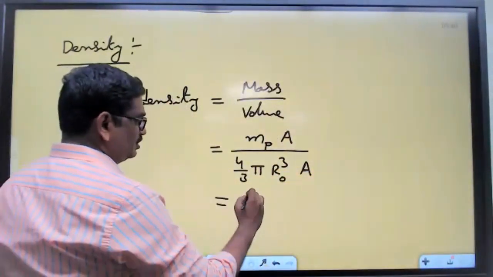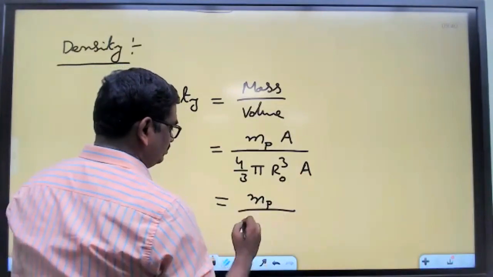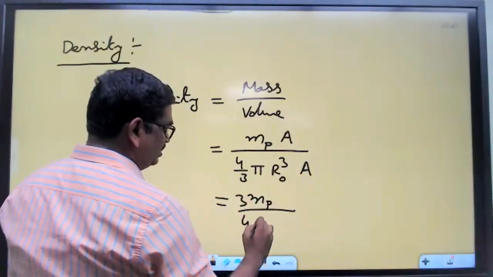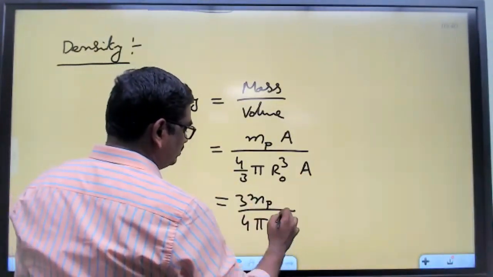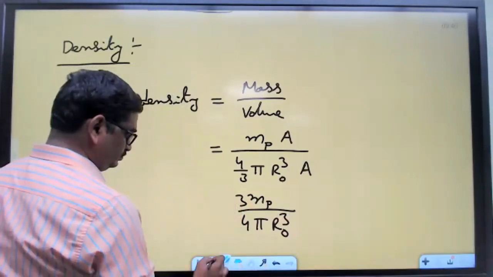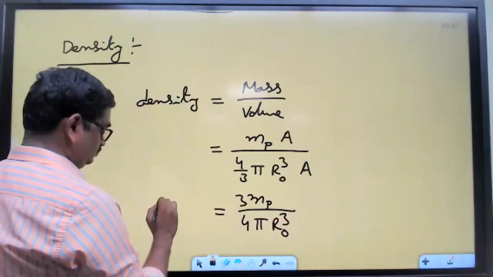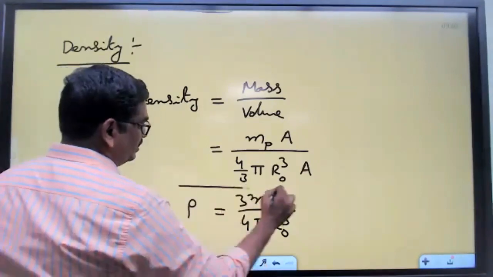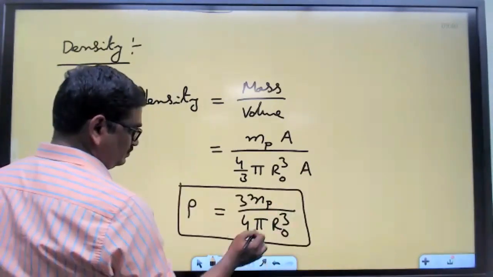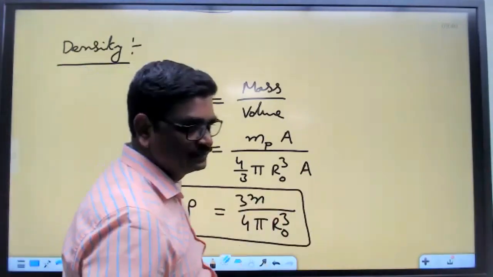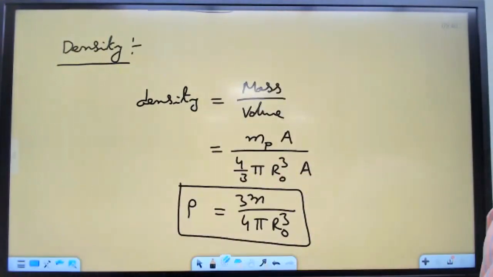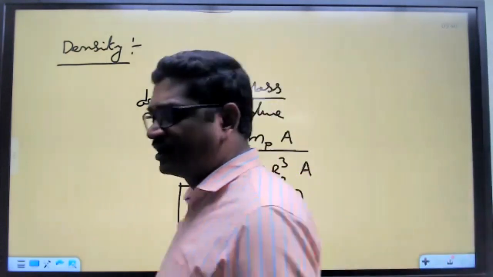Nuclear density is equal to the mass of the proton times A divided by 4/3 pi R naught cube times A. This is the formula for nuclear density, so write it as small m. From this one, can you conclude anything? This conclusion.